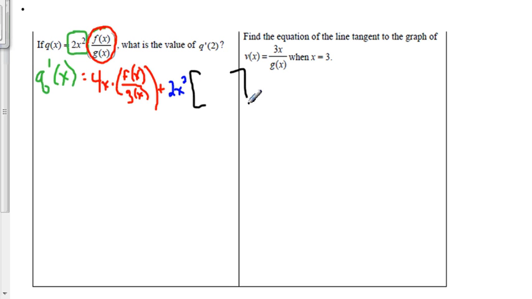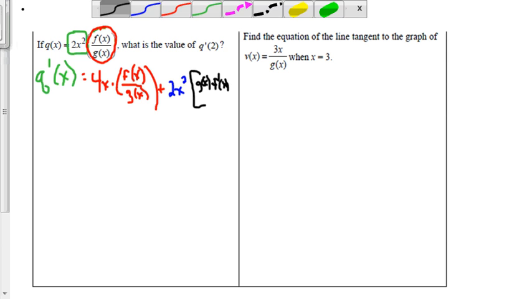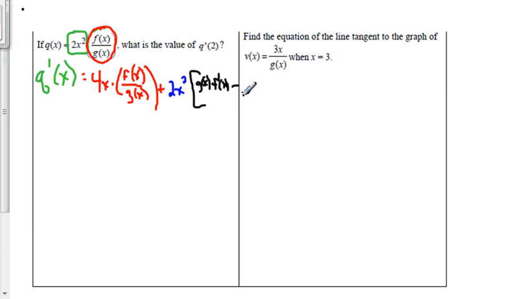Only this one part, I have to use the quotient rule, ho-de-hi minus hi-de-ho over ho-ho. So it's going to be the ho, the low, so that's g of x times f prime of x, minus the numerator times the derivative of the denominator, all over the denominator squared.